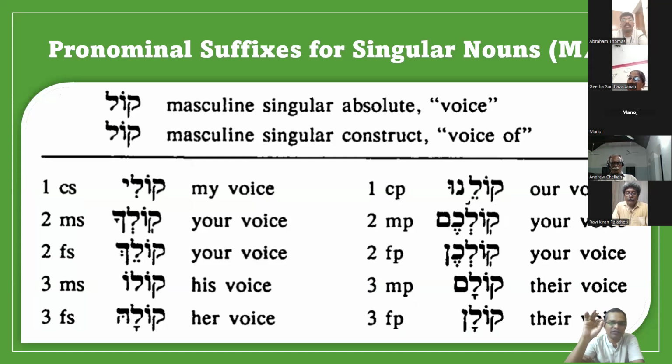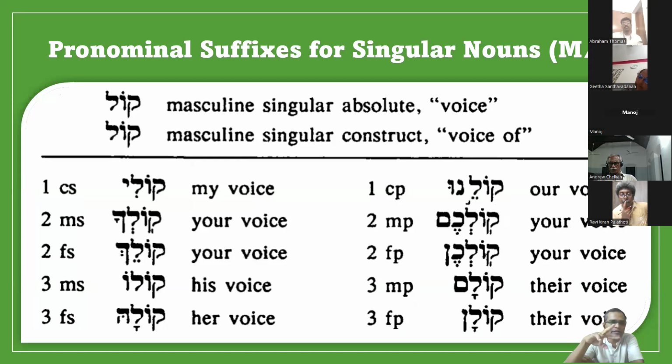Okay, please note this down. When a noun receives a pronominal suffix, that means it will first be converted into the construct state. So when we attach the pronominal suffixes, we should understand that it is in the construct state. But then that construct state's function will not be there, because the construct-absolute relationship is different. When a pronominal suffix is added, it will automatically be in the construct state only.